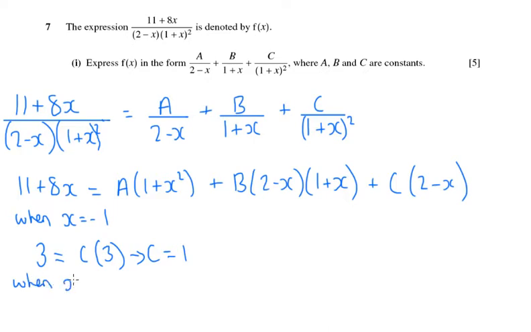The next substitution I'm going to choose to use is when x equals 2, because this will disappear and this will disappear. So when x equals 2, we're going to have 11 plus 16, which is 27. And this is going to help us find out a. We're going to have 1 plus 2, so 3 squared, which gives me 9a equals 27, so a equals 3.